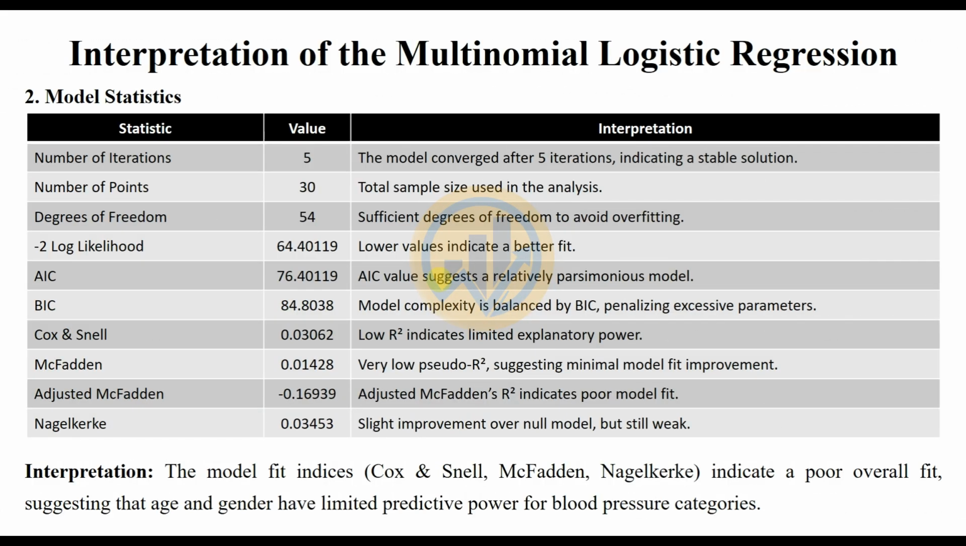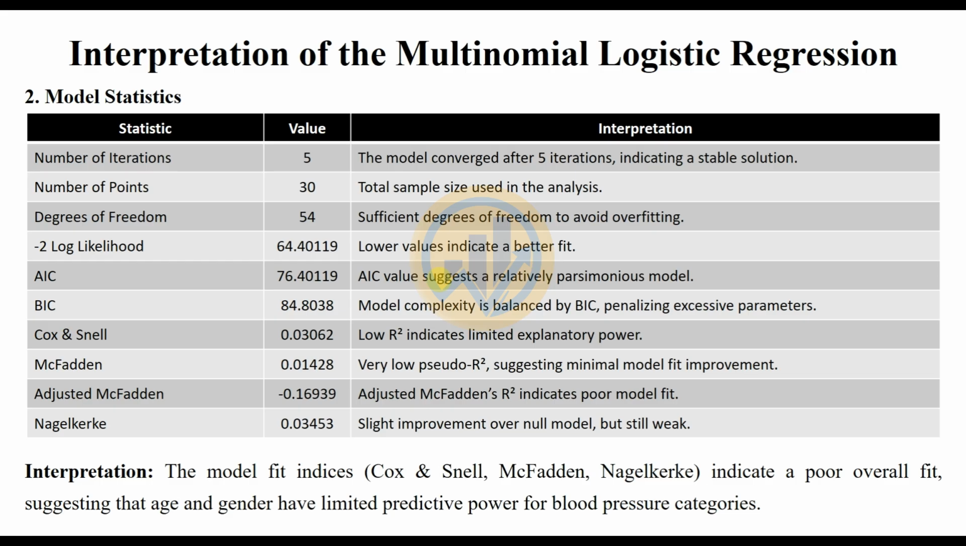The second table presented is the model statistics in multinomial logistic regression, with the statistics values and interpretation. The number of iterations is a total value of 5, the model converged after 5 iterations, indicating a stable solution. The number of points is 30, the total sample size used in the analysis. The degrees of freedom value is 54, sufficient degrees of freedom to avoid overfitting. The -2 log likelihood value is 64.40, and a lower value indicates a better fit.